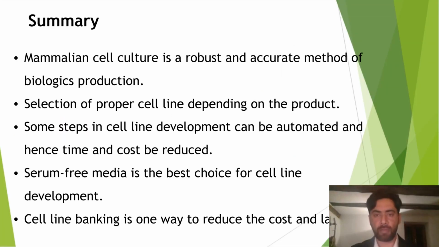So to finally sum it up, what I talked to you about is that the mammalian cell culture is a robust and an accurate method to produce your biologics. And the cell line selection process is dependent on the product itself, of course. And some of the steps in cell line development can be automated, as I said, for example, in case of the automated single cell isolation method. And in that case, you actually reduce the time consumed during the process and also reduce the cost.